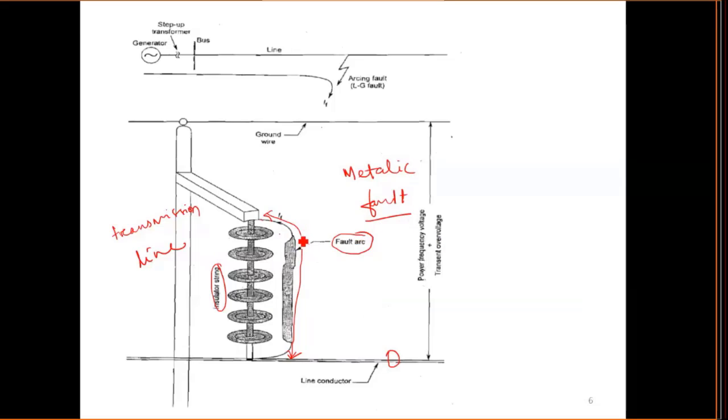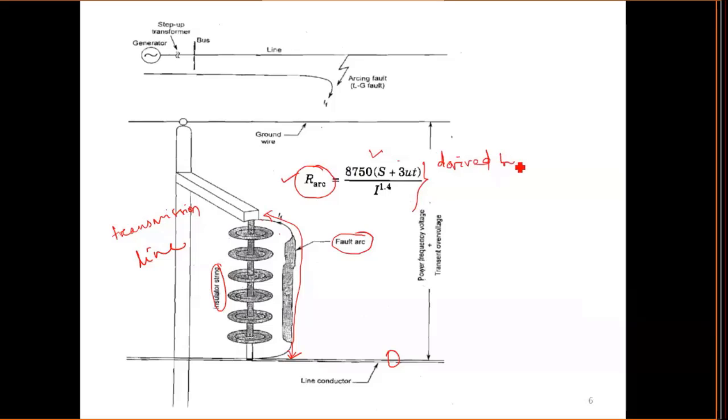So this is called the arcing fault, right? If we see the arcing fault here, the arcing fault resistance, that is R arc, is defined by this formula: 8750 multiplied by S plus 3 ut, divided by I to the power 1.4. This is the resistance. In fact, this formula cannot be derived mathematically. It is derived through empirical analysis, right?